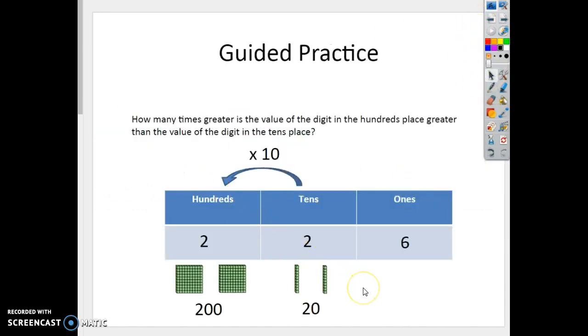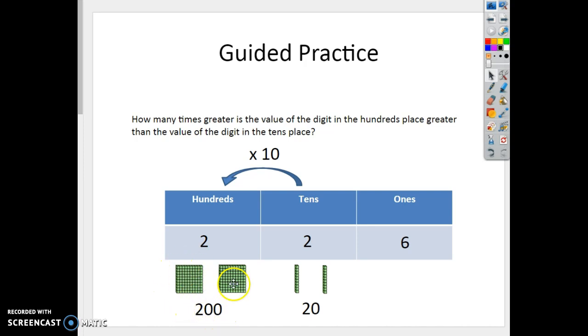Alright, now that you know what the chart is, we're going to really get into what those numbers actually mean. The question posed to you is, how many times greater is the value of the digit in the hundreds place than the value of the digit in the tens place? What we're looking at is a 2 here in the hundreds and a 2 in the tens. So we're asking, how much bigger is this 2 than this 2? Because a lot of people think that 2 and 2 are exactly the same. But when you're looking at place value, they're not, because the 2 in the hundreds means there's 200.